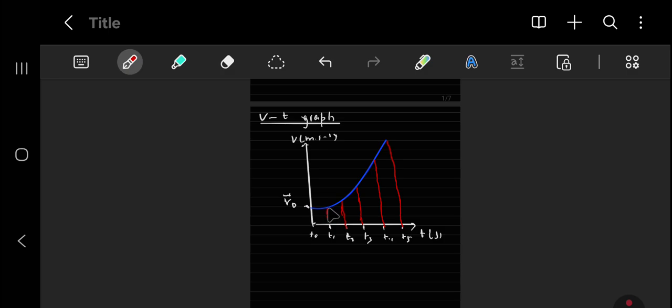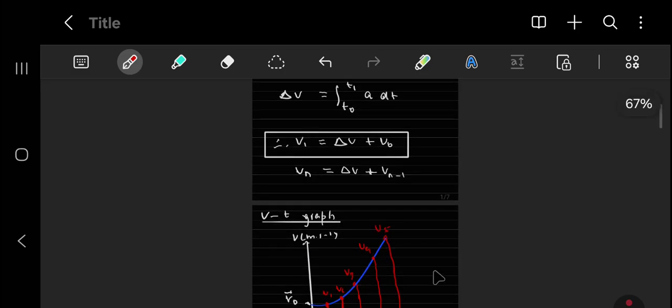Now here you do know that these are going to be your velocities, your v1s. So this is your v1, v2, you got your v3, your v4, and your v5. And remember, how do you get all these v's? We are using this equation right here, right?